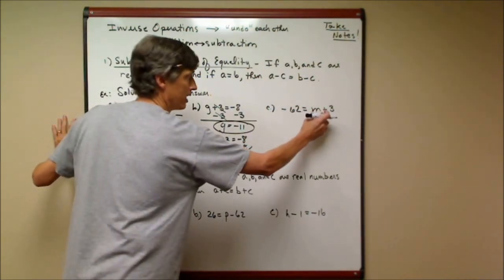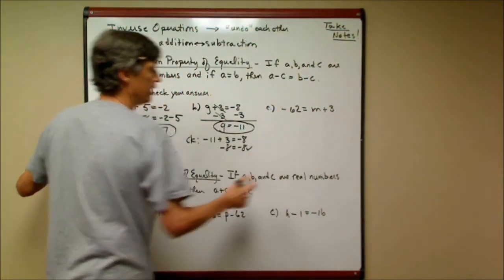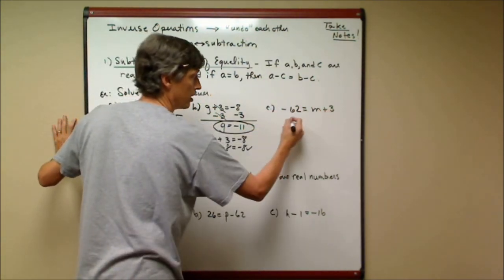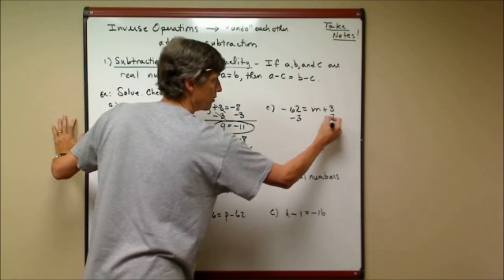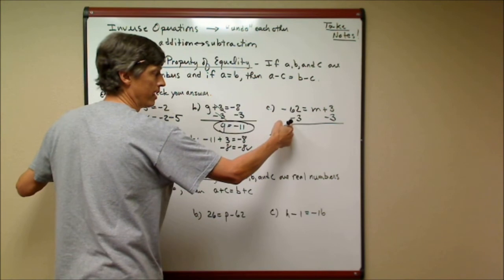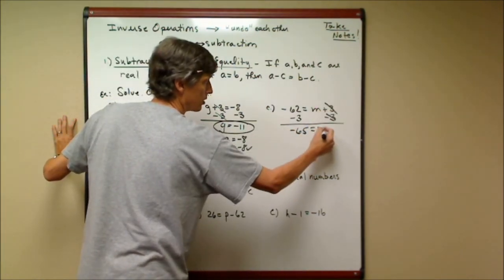Okay, I'm going to isolate the variable by getting rid of the plus 3. The 3 is being added to m. So just like I had a plus 3 here and I subtracted 3, I'm going to subtract 3 from both sides here. -3 here, -3 here. A -62 and a -3, a negative and a negative, that is a -65. And of course, these are going to cancel, and I get my answer this way.